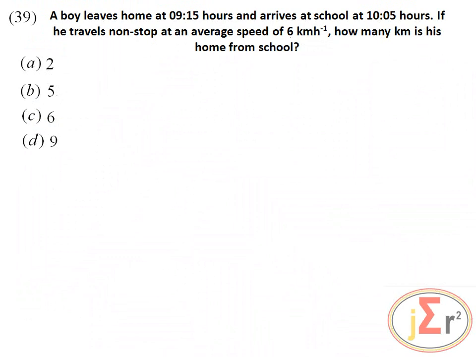A boy leaves home at 9:15 hours and arrives at school at 10:05 hours. If he travels non-stop at an average speed of 6 kilometers per hour, how many kilometers is his home from school?